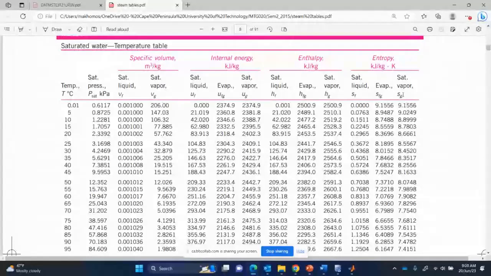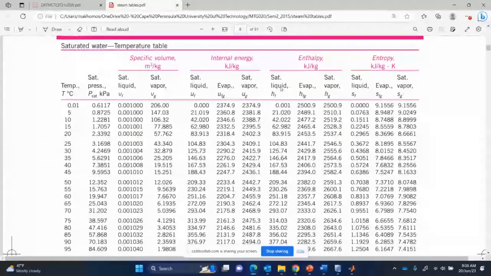Now, can you see that on this table there's no superheated steam. Everything here is g, fg, and f. It is liquid, it is vapor, and it is wet steam. So this is the table.